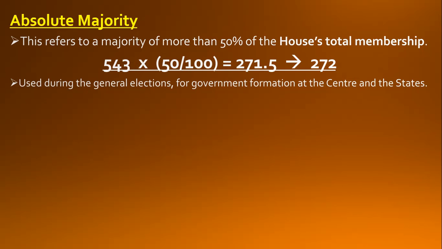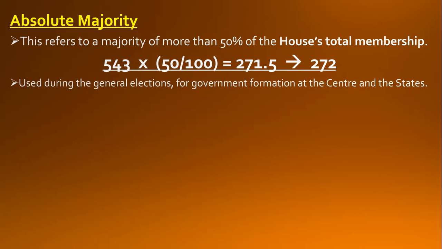Now, what is more than 271.5? 272 is more than 271.5. So the absolute majority in Lok Sabha is 272. What is absolute majority? It means more than 50% of the total membership of the House. The total membership is 543; when you multiply by 50 upon 100, the number comes to 271.5, and more than that is 272. So 272 is the absolute majority of the House. Please remember, absolute majority means more than 50% of the total membership of the House.